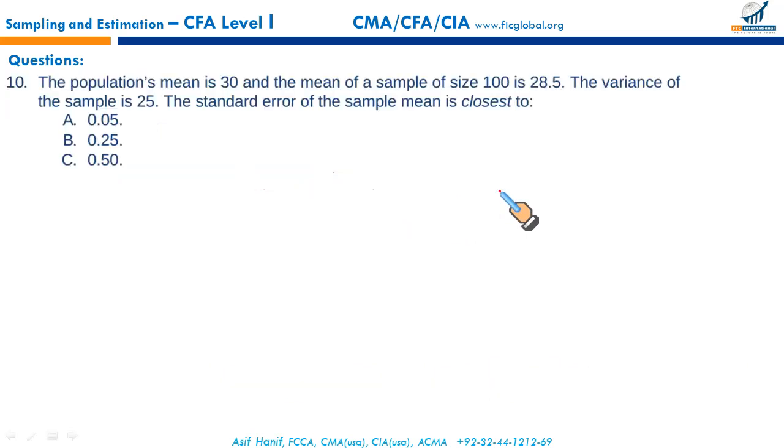Okay, then the population mean is 30. The sample size is n equal to 100, and this is the sample mean. The variance of the sample is 25. The standard error of the sample mean. Now, we need to calculate, have we been given the population standard deviation? No. Then we have to apply the formula.